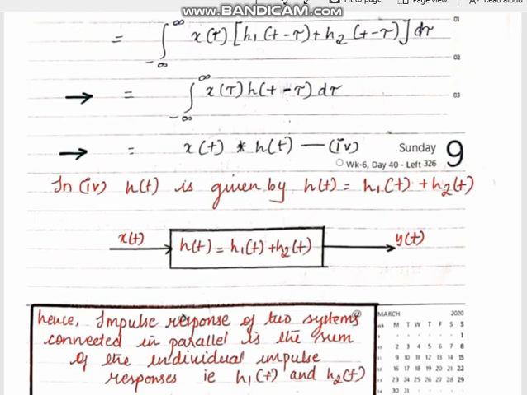So in this proof, what we have seen is that in order to calculate the output or response of systems which are connected in parallel, we need to add the impulse responses of the individual systems. That is, the impulse response of two systems connected in parallel is the sum of the individual impulse responses, h1 of t and h2 of t. So h of t can be achieved by the summation of h1 of t and h2 of t.